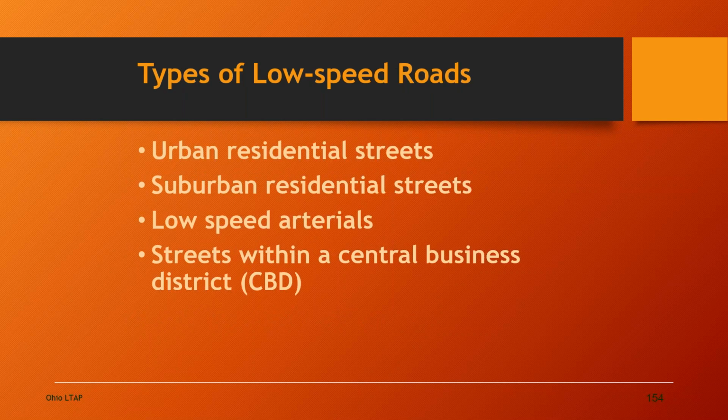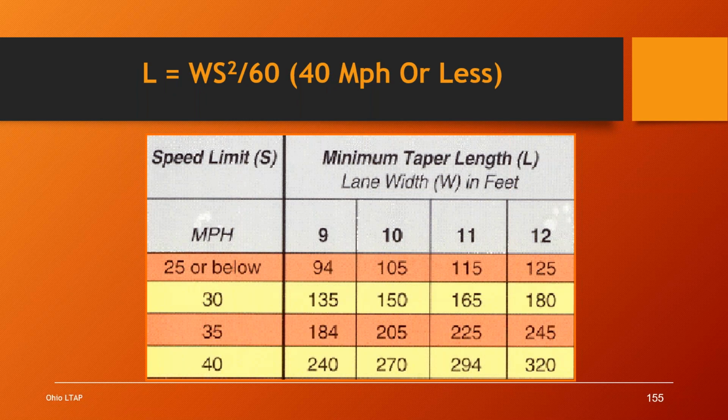The types of low speed roadways, there's several. There's urban residential streets, suburban residential streets, low speed arterials, and streets within a central business district, or like downtown Columbus, that would be 25 miles per hour. And so here's the chart with the different values for the length of merging tapers at low speed. As you can see, 35 miles per hour, depending on the width of the lane, might be 11 feet, so 225 feet. And in downtown, 25 miles per hour. Sometimes we have 11-foot lanes in downtown. Sometimes we have 9-foot lanes. Just depends. I think that in parts of Columbus, some of the left turn pockets in downtown are 8.5 feet wide.